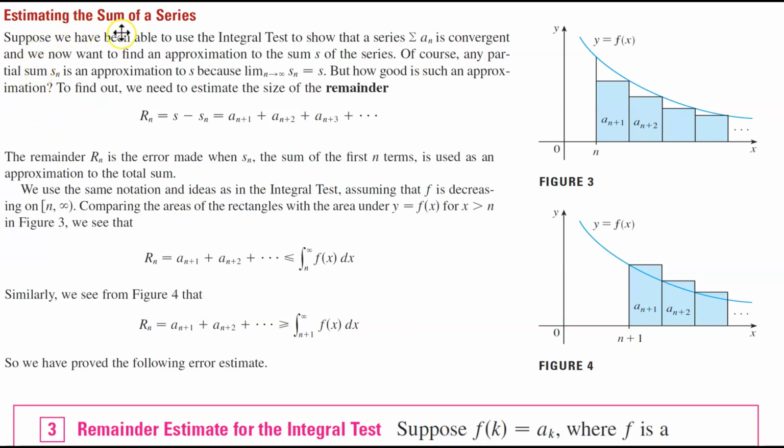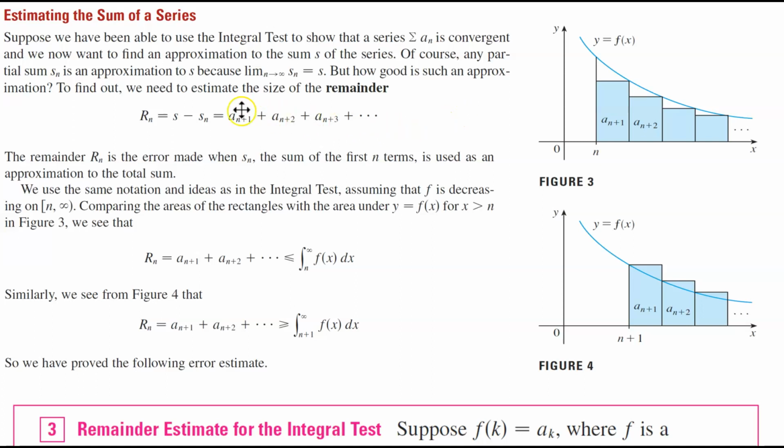Here we are estimating the sum of a series. Now suppose we have been able to use the integral test to show that this series a subscript n is convergent, and we now want to find an approximation to the sum s of the series. Of course, any particular partial sum s subscript n is an approximation to s because the limit as n approaches infinity of s subscript n is equal to s. But how good is such an approximation?